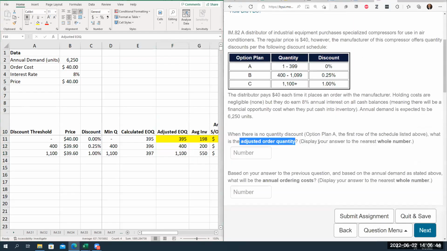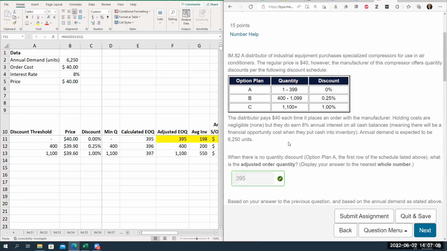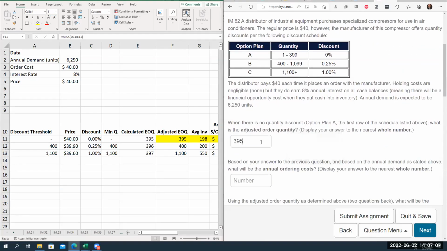If I go back to the question, what is the adjusted order quantity for option A? So that's this 395 right here. Why is it 395? It's because we don't have a minimum quantity, right? The minimum quantity is 0. We have no discount here. The number that I'm going to put right here is $3.95 for me. And I'm going to click, how did I do? And it's going to say, I got it right. So we're good.